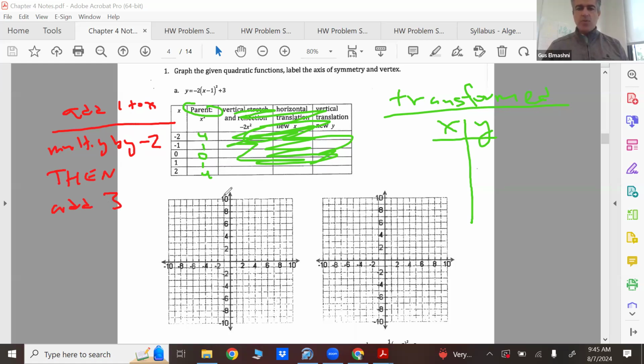And just graph the transformed. You don't have to graph the original. So I'll freeze my screen, you do the same, and we'll check our answers.